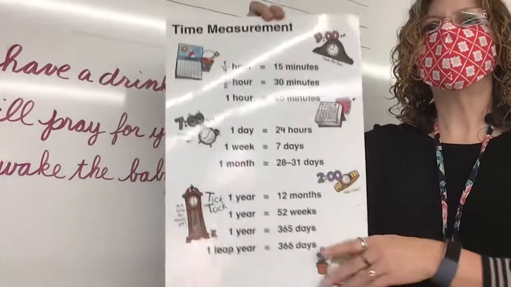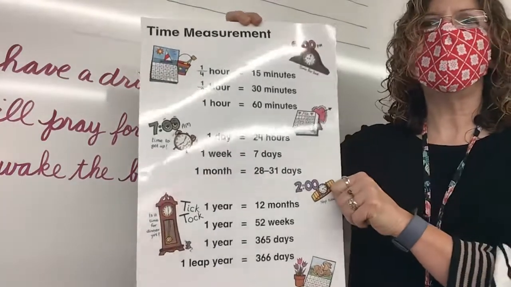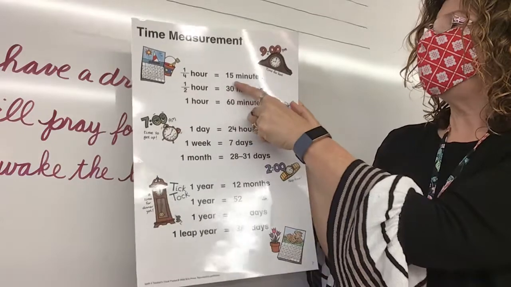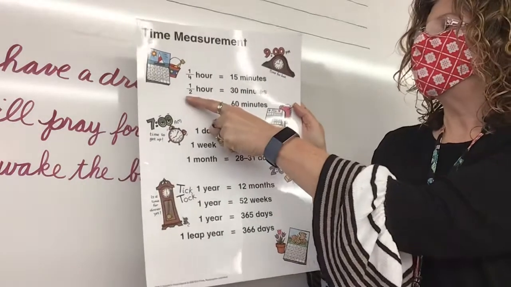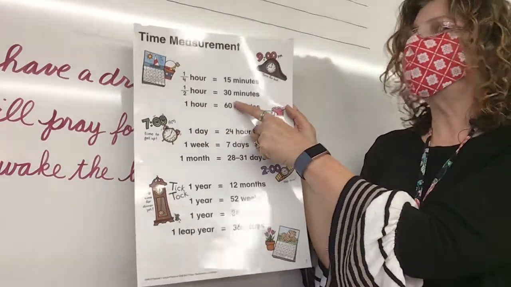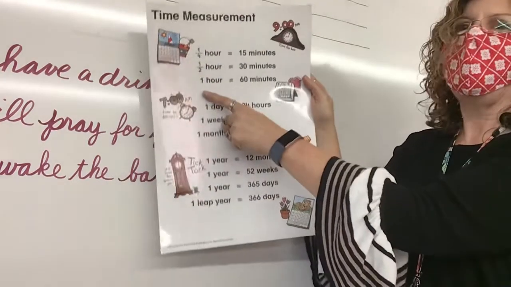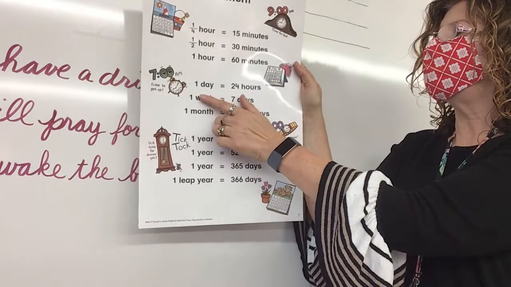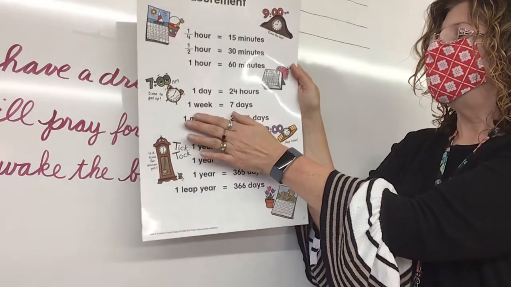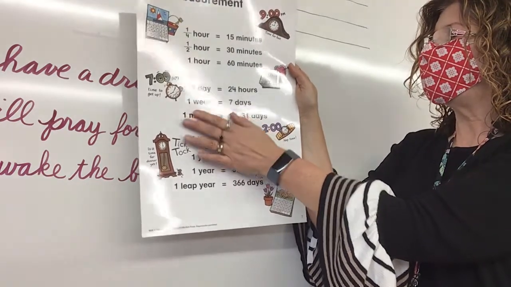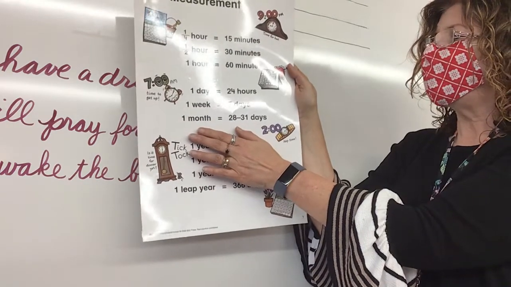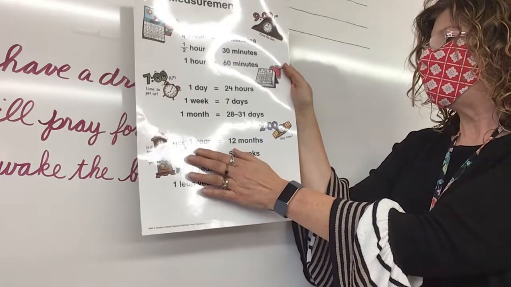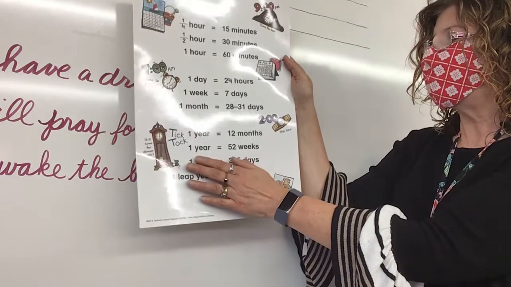Chart. So this is your time measurements. They're on that paper that I gave all of you to put in your math folders. All right, 1/4 hour equals 15 minutes. 1/2 hour equals 30 minutes. 1 hour equals 60 minutes. 1 day equals 24 hours. 1 week equals 7 days. 1 month equals 28 to 31 days. 1 year equals 12 months.